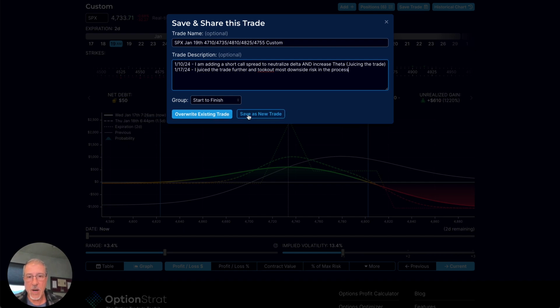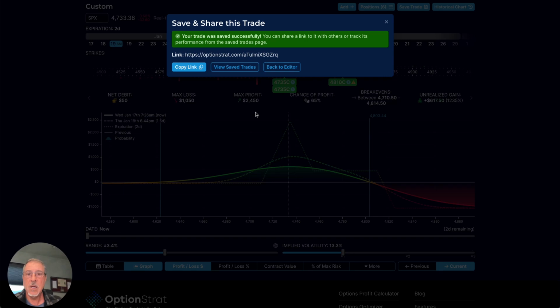And I'm going to overwrite this. I'll save it, or excuse me, I don't want to overwrite it because I like to have the progressions. I'm going to save this as a new trade. And then I'll copy this link and share it with everyone.